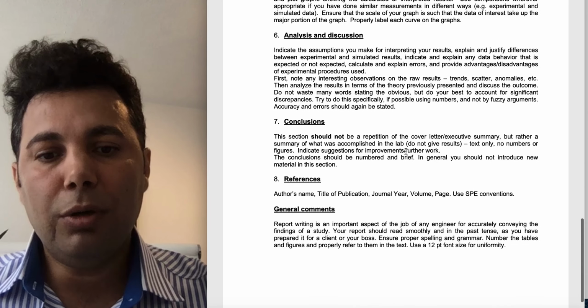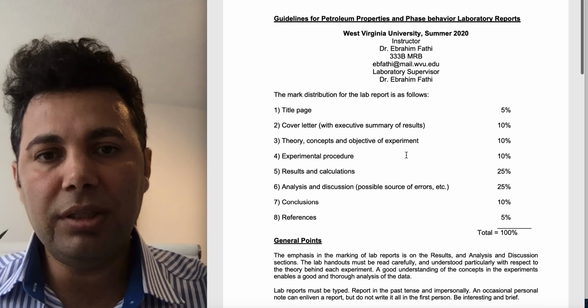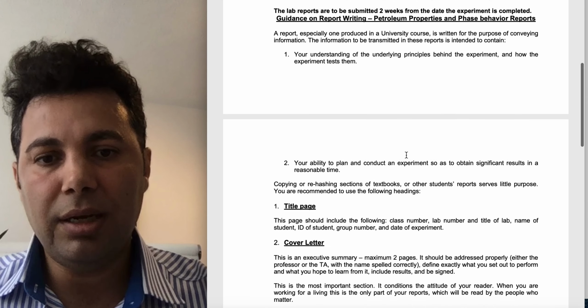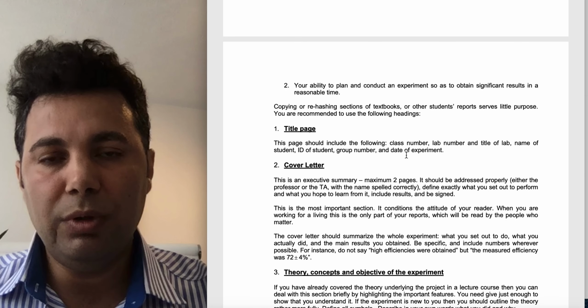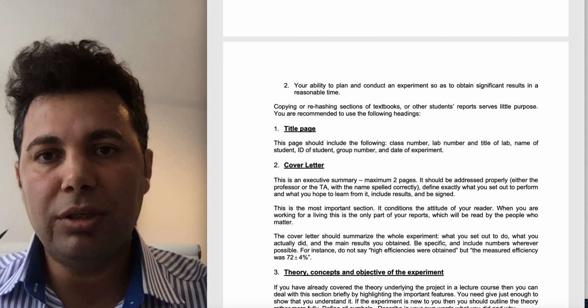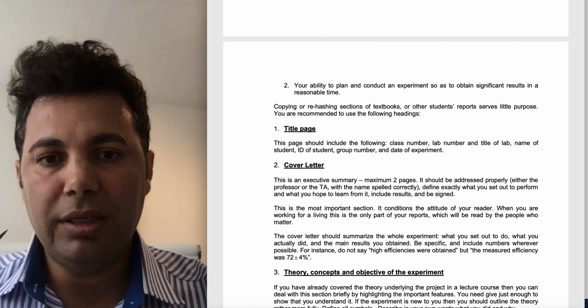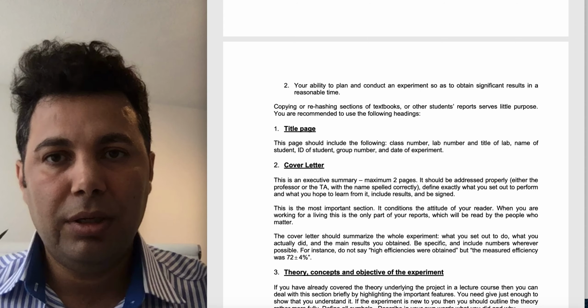Okay, so this is posted in the eCampus. If you just follow these guidelines, you will be okay. And again, if you have any question, you can always reach me, and then I can make it clear.